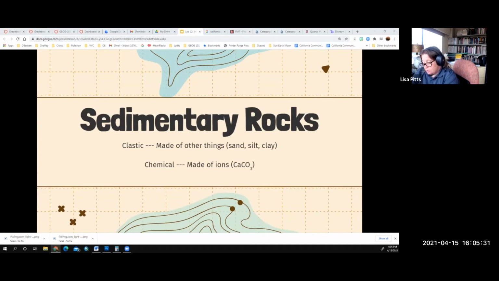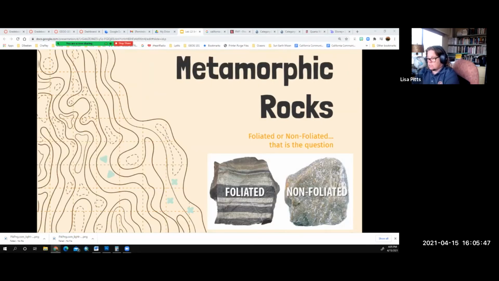All right. So the next thing talks about different types of sedimentary rocks, everything from coquina to travertine. So again, we'll talk about that coming up. The next type of rocks are called metamorphic rocks. Foliated or non-foliated? That is the question.